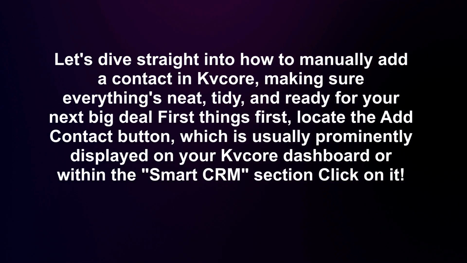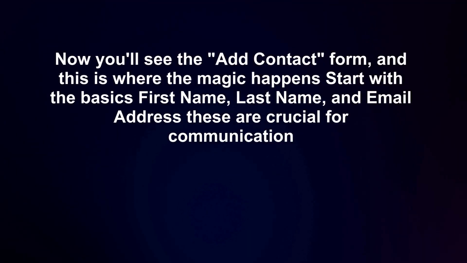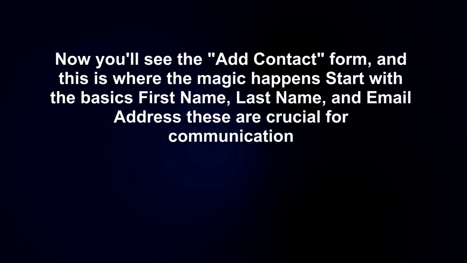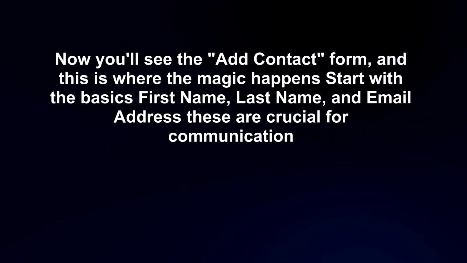First things first, locate the Add Contact button, which is usually prominently displayed on your Kvcore dashboard or within the Smart CRM section. Click on it. Now you'll see the Add Contact form, and this is where the magic happens. Start with the basics: first name, last name, and email address. These are crucial for communication.